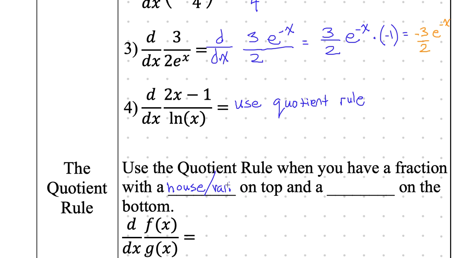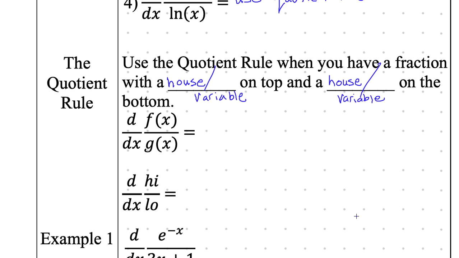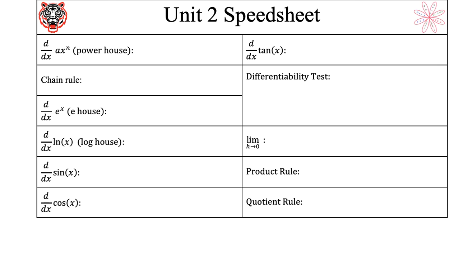I didn't have enough room there, so let me do it underneath. Function or variable on the top and a function or a variable on the bottom. All right, so let's do the textbook definition, and then we'll do the one that you have to have memorized for the speed sheet. And the last one on the speed sheet, this one down here, we weren't able to get to, but that's today.